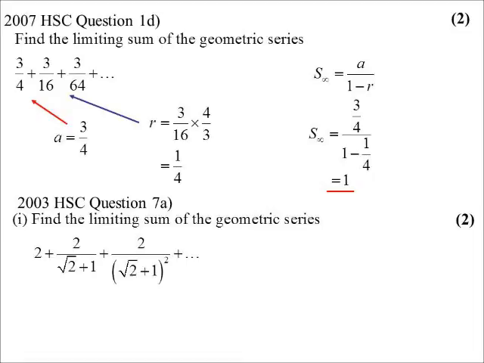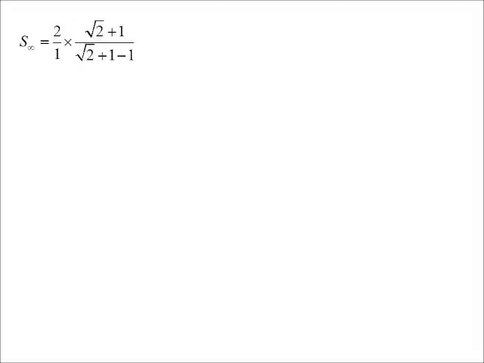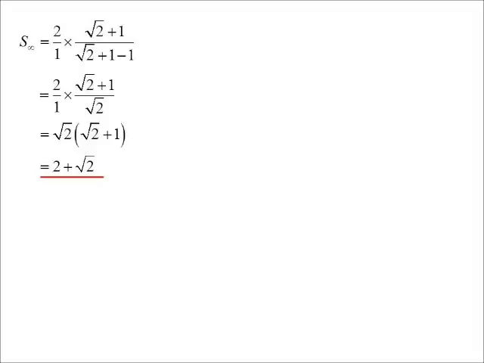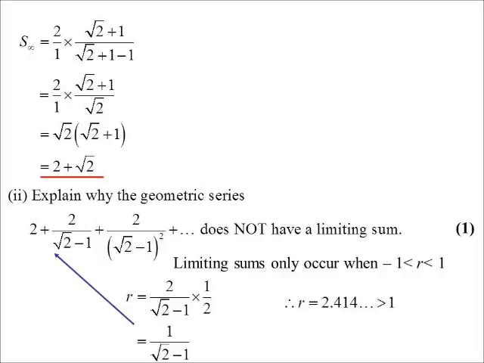2003. Find the limiting sum. This one's not as immediately obvious, but we're multiplying by 1 on root 2 plus 1, which is less than 1. So a is 2. The ratio 1 on root 2 plus 1. a on 1 minus r. Ooh, bit of surds. Bit tricky. We'll get there. Whew. 2 plus root 2. Explain why it's going to be bigger than 1. So it's about 3.414, so no.